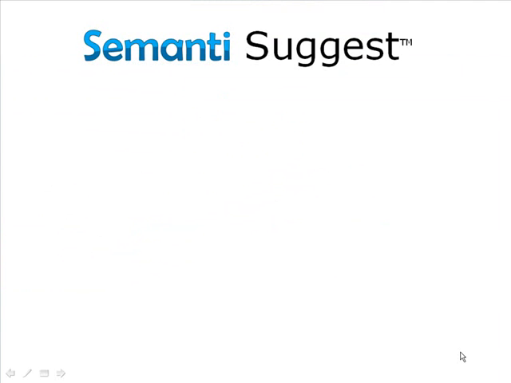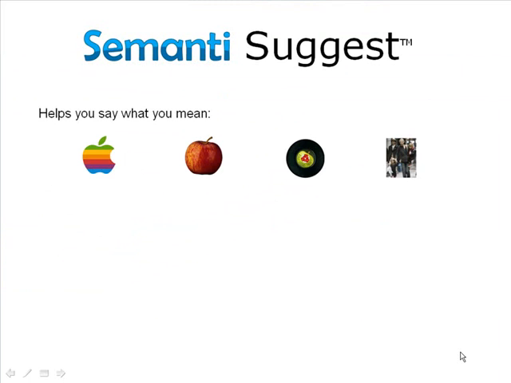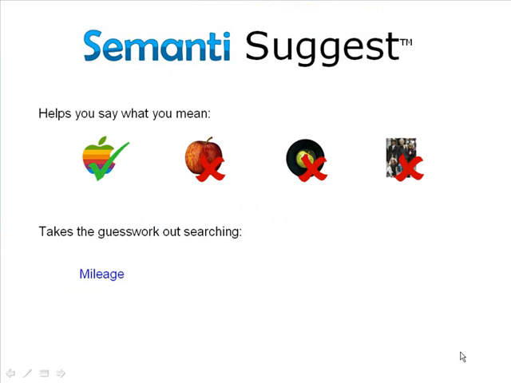Now this is important for two main reasons. First, it allows Semanti to return results that only match the definition you intended. So if I'm searching for pages about Apple Computer Inc., I won't get pages about fruit, record labels, or Gwyneth Paltrow's child.